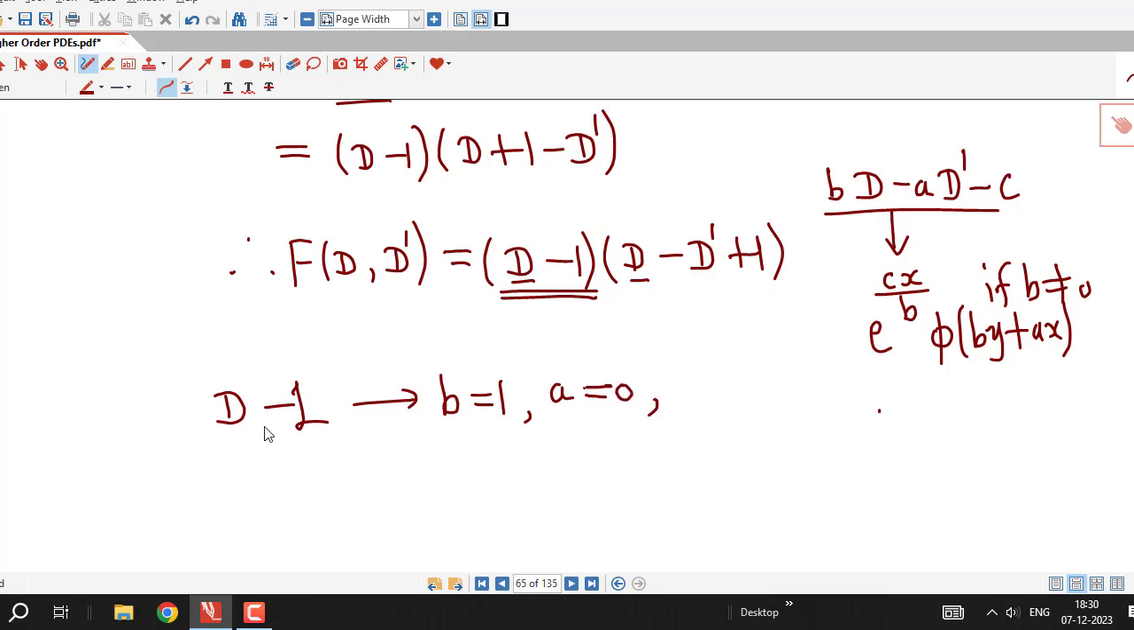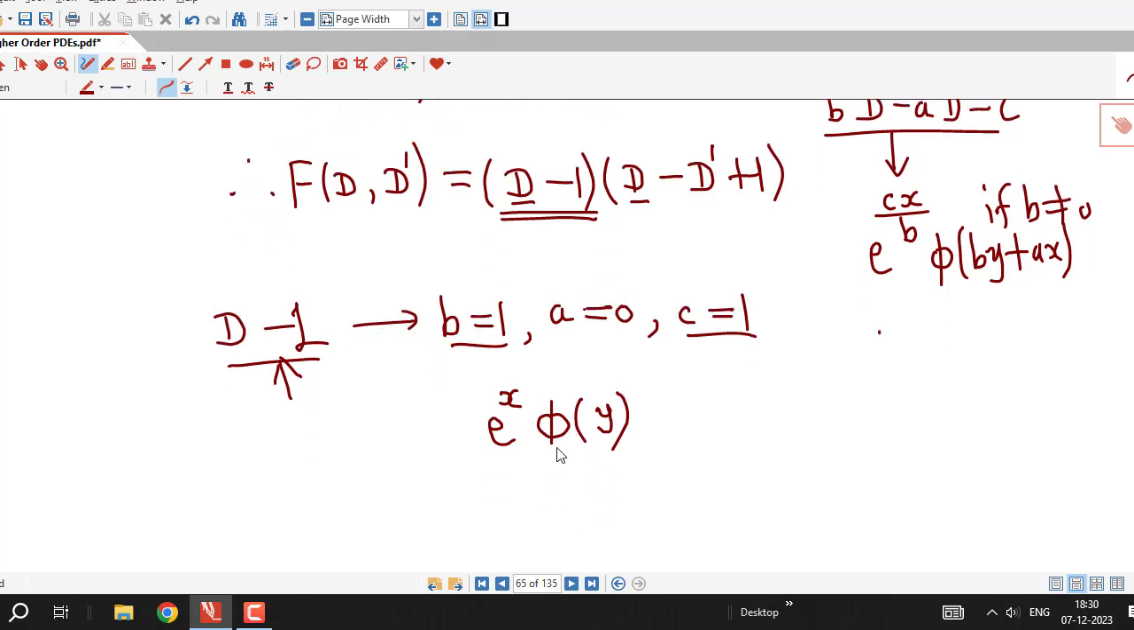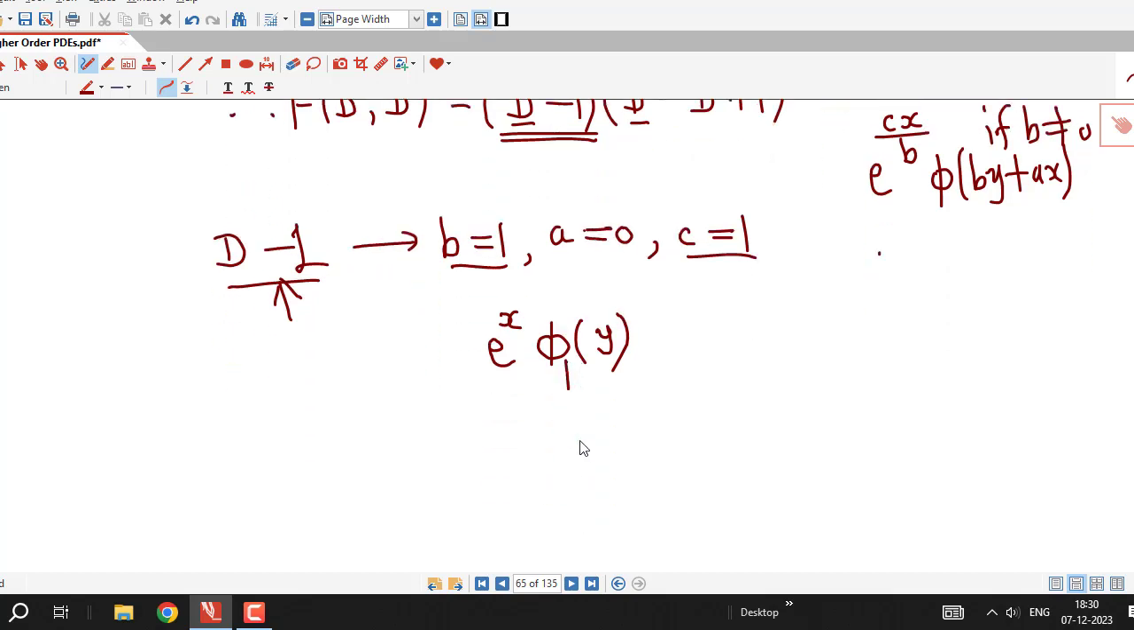And if we compare this with this, we find that c equal to 1. That is, part of solution corresponding to this linear factor is e raised to cx over b, that is c by b, which is 1, and into x, and arbitrary function of by, b is 1, that is y, plus ax, a is 0, that is arbitrary function of y, that we will denote by phi 1.